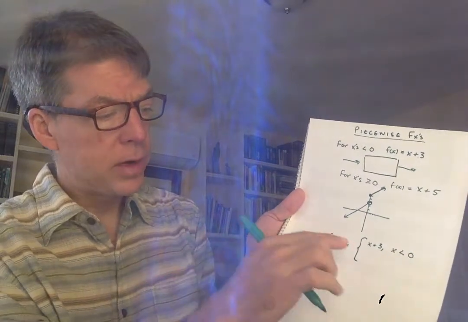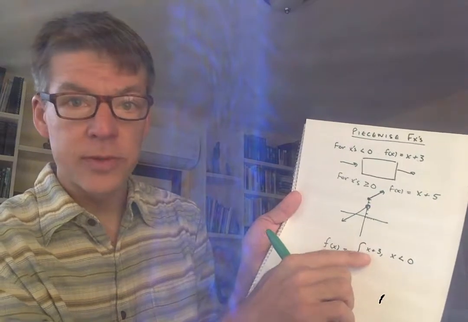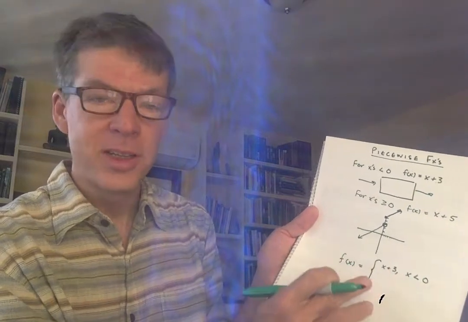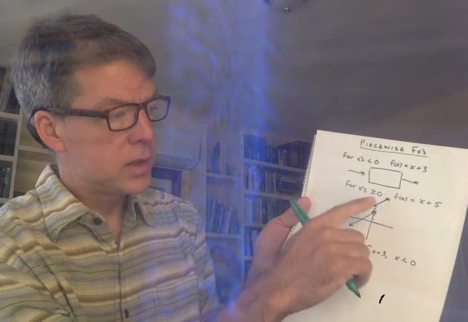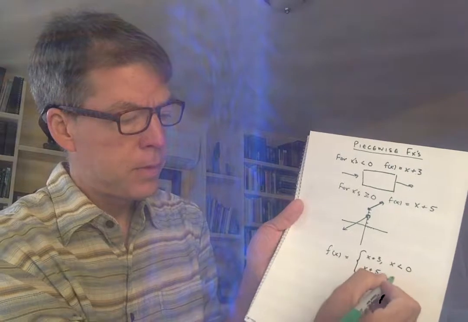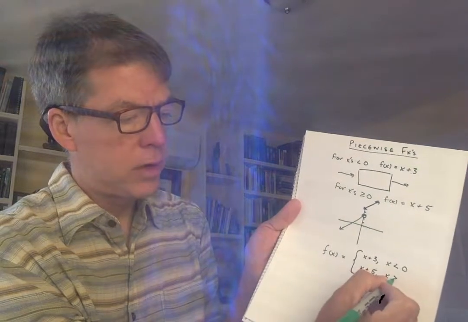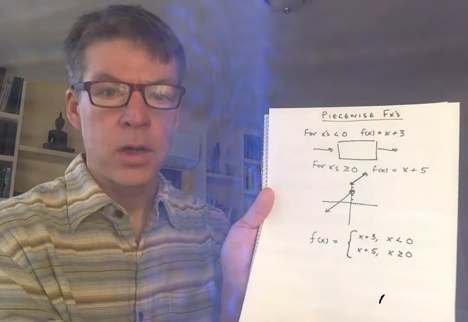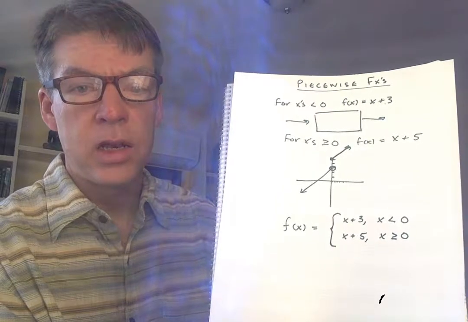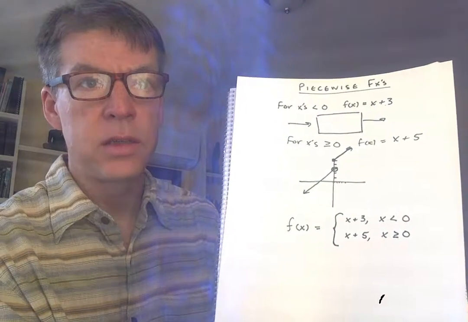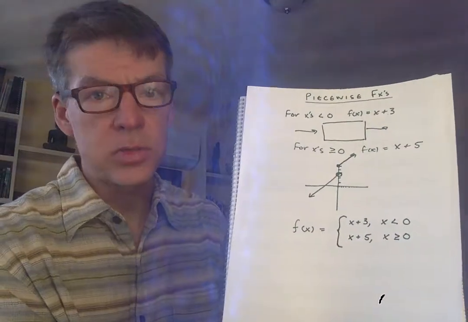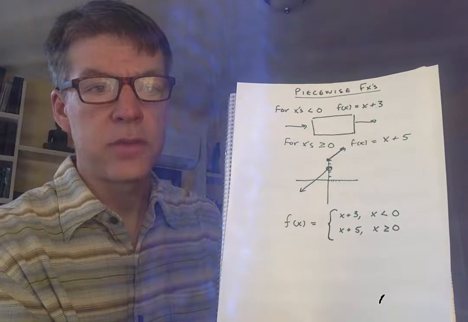And then right beneath this, you just stack the rules one on top of each other in this curly brace. Now, we only have 2 rules, so I'm just going to have a 2-story stack here. For x's that are greater than or equal to 0, I'm going to have x plus 5. And that's for x's greater than or equal to 0. All right, you see that then? So I make a little curly brace, and then I put one rule and the x values that rule is good for. And then underneath that, I put the next rule and the x values that function is good for.